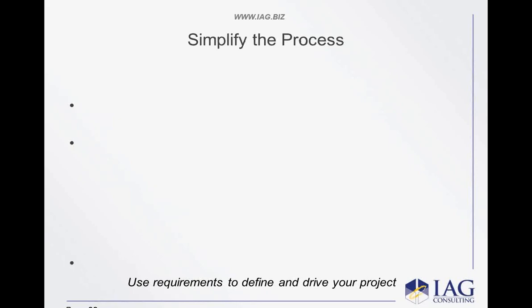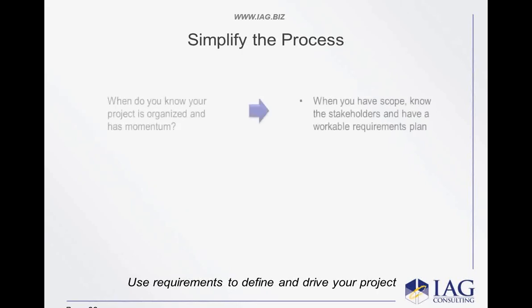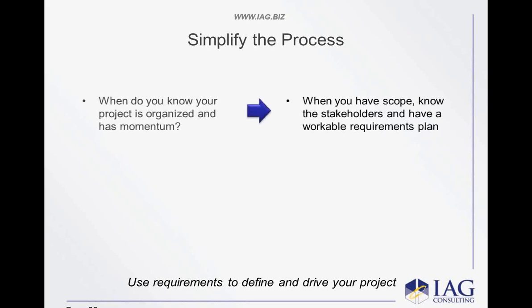So step back and think about this now, just for a second, and simplify the process. Use requirements and the requirements techniques to define and drive your project. When do you know your project is organized and has momentum? When you have scope, you know the stakeholders, and you have a workable requirements plan. So we use 2 basic techniques that help us identify that scope, identify who those stakeholders are, and translate that from scope to requirements plan, right? Simple set of techniques, injected into the process.